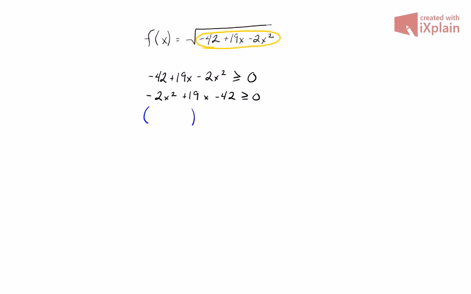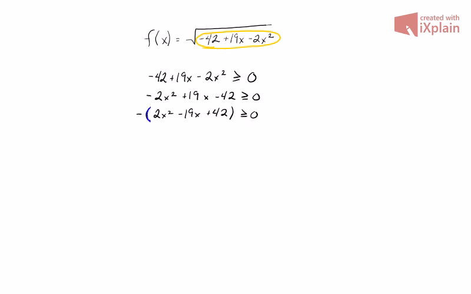Because I have a quadratic, my goal would be to break it into two binomials. Actually, what I might do even before that is take that negative out. So let's factor that negative. Now I'm going to have 2x squared minus 19x plus 42, and then that is greater than or equal to 0.